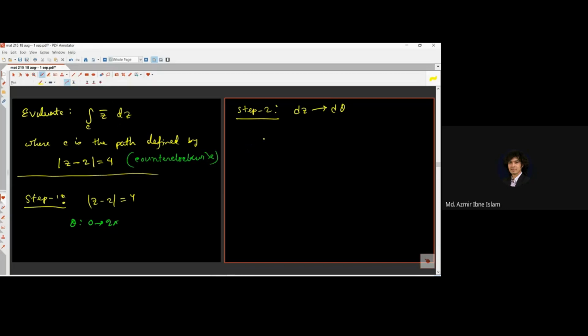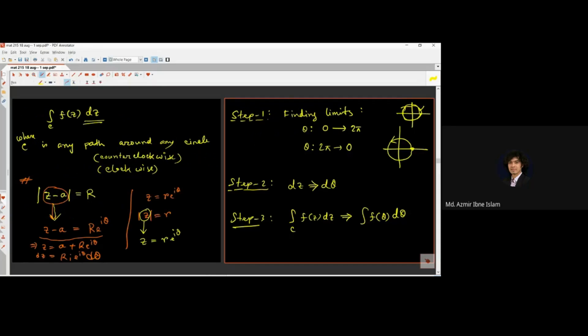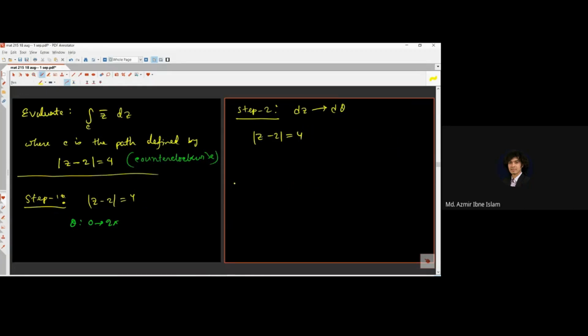Here we have modulus of z minus 2 equals 4. What we have to do is bring the inner quantity outside. So z minus 2 equals, what will be the right hand side here? Can anyone tell me? It will be 4 e to the power i theta.